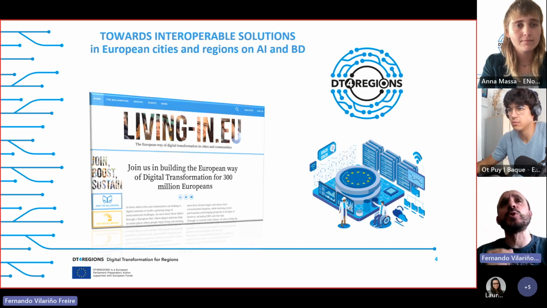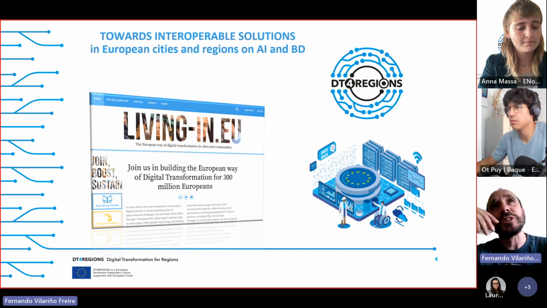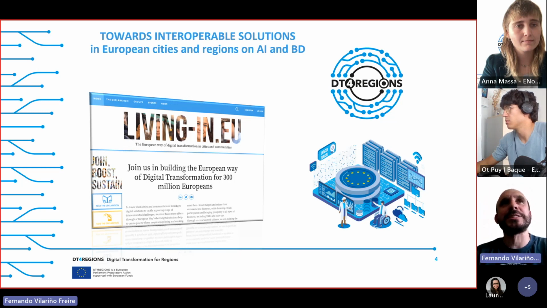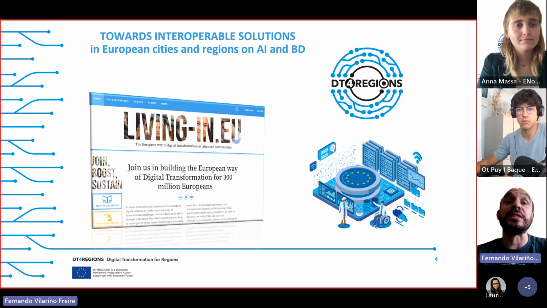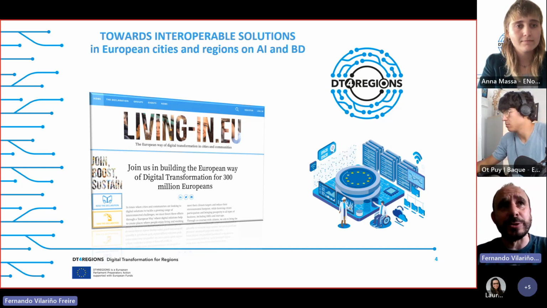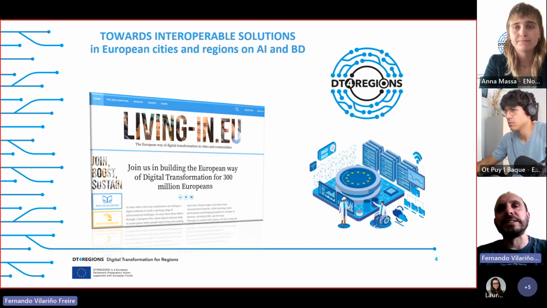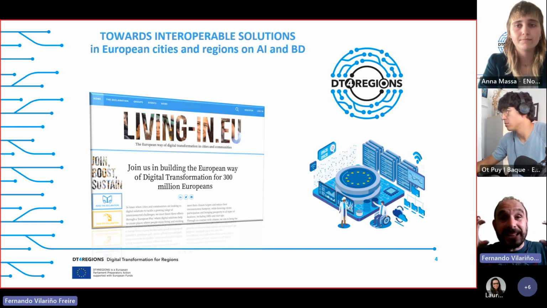We have another context, and we would like also to share that today and to speak about how to improve this connection towards the interoperability of solutions in European cities and regions on artificial intelligence and big data. This is related to the initiative Living-in.eu. Living-in.eu aims at joining a number of signatories from European municipalities, regions and communities in order to advance in the digital transformation. So this is a political declaration that also aims at jointly boosting and sustaining the development of artificial intelligence solutions and the development of big data approaches. That has to be also interconnected.